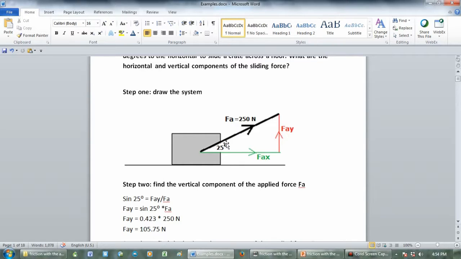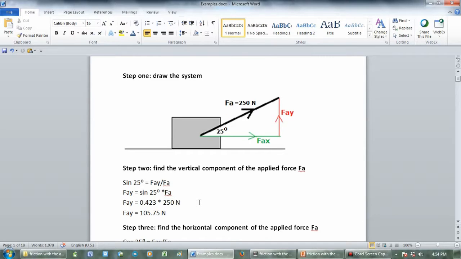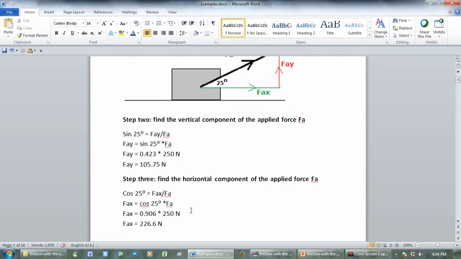Sine of 25 degrees equals the side opposite Fay over the hypotenuse Fa. So if we cross multiply, Fay equals the sine of 25 degrees times Fa. Fay equals 0.423 times 250 newtons. Fay, or the vertical component of the applied force, is 105.75 newtons.